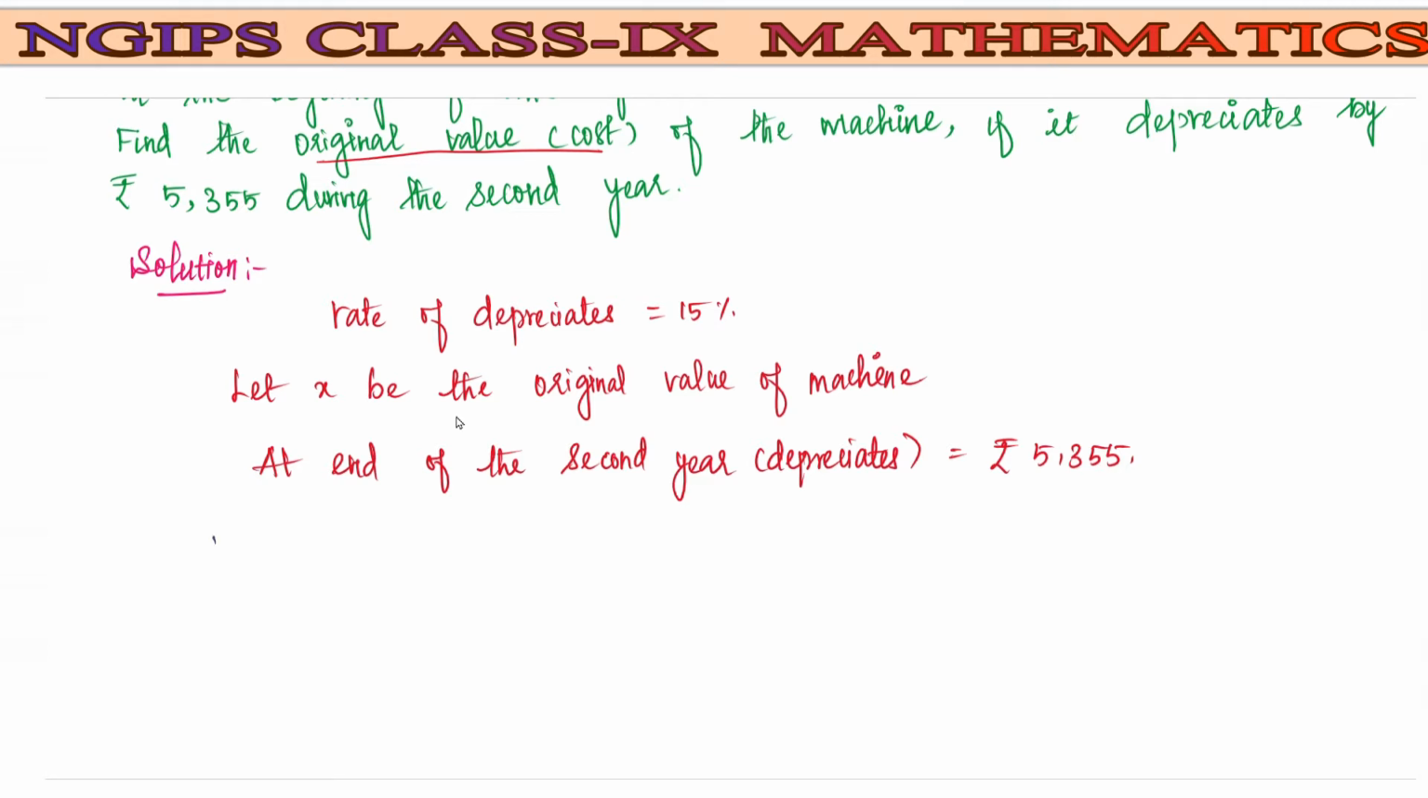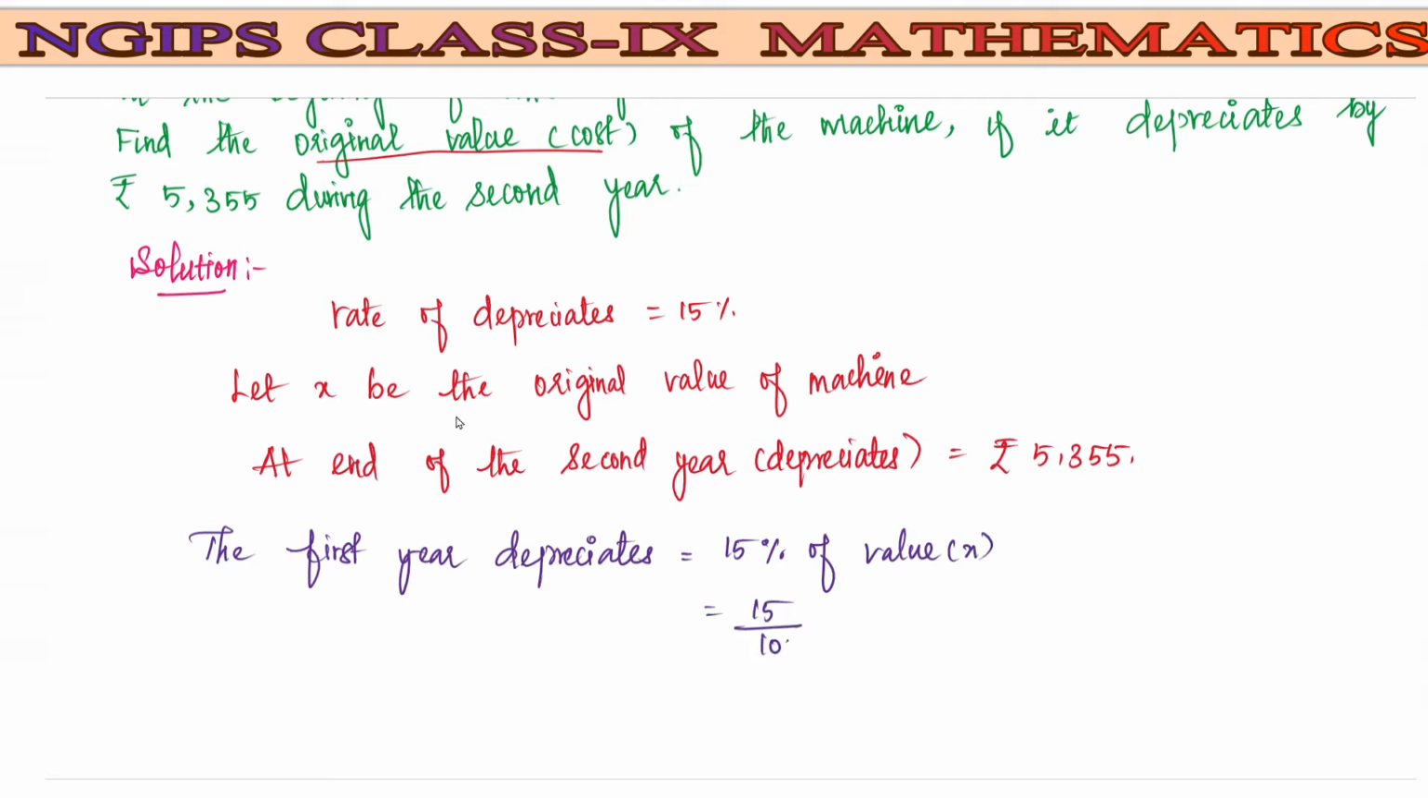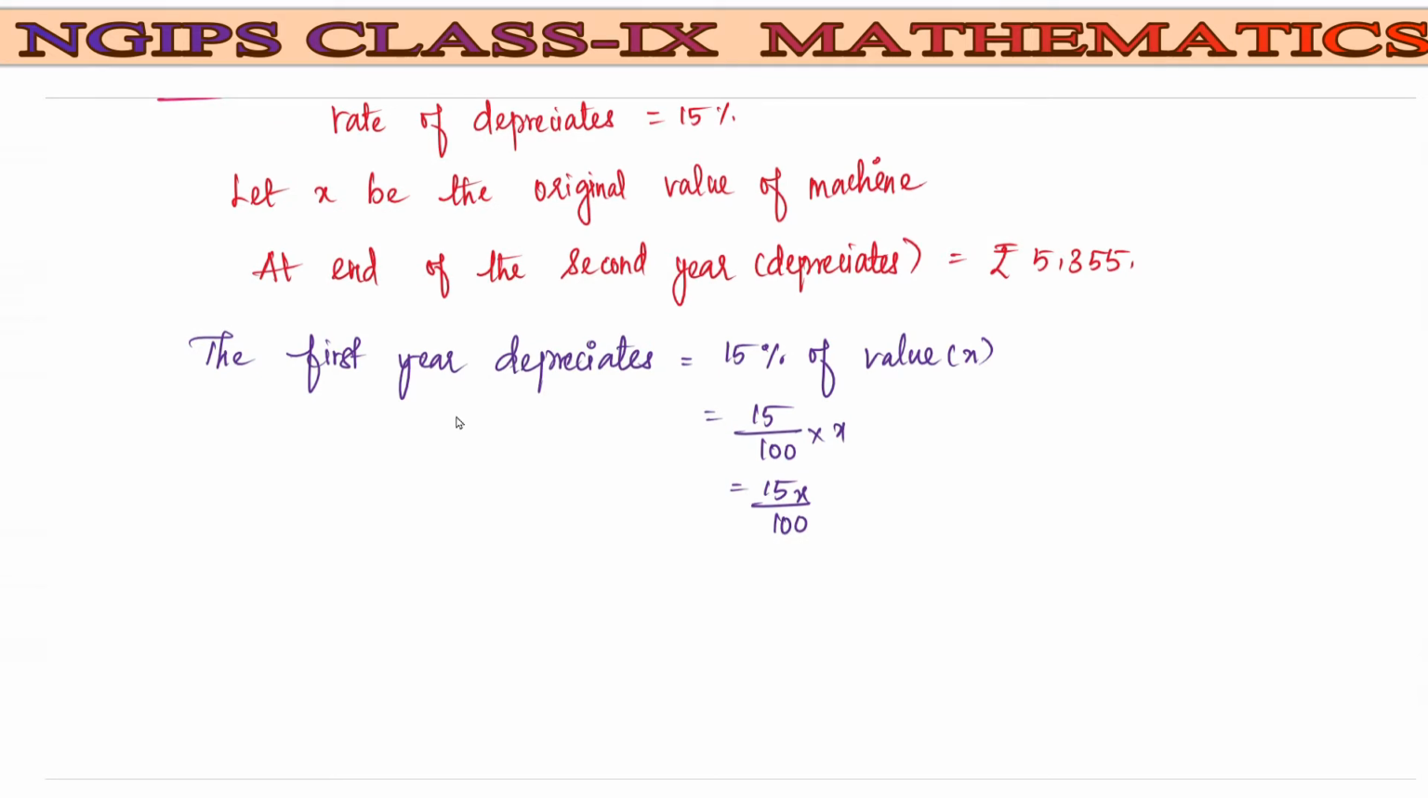Now let me find the original value of the machine. First, the first year depreciation is equal to 15% of its value. So here the value we have taken as x. So I can write here 15 divided by 100 into x. So it is nothing but 15x divided by 100. Now this is the first year depreciation.